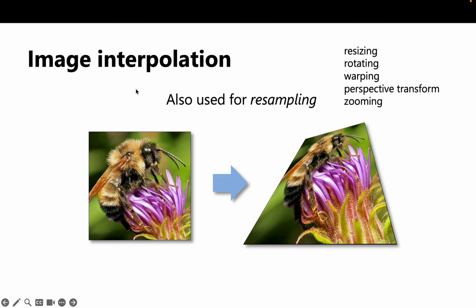And then when we use image interpolation, we often use it for resampling. For example, resizing and rotating. When you rotate the image, you want to estimate the new location of the image. You do a warping: you perform translation and scaling on the image, and also perform the perspective transform. So this one, you are also changing the depth of the image. Usually for warping we use 3 points, and for perspective transform we use 4 points to do the transformation. And you can also use interpolation for zooming in or zooming out.